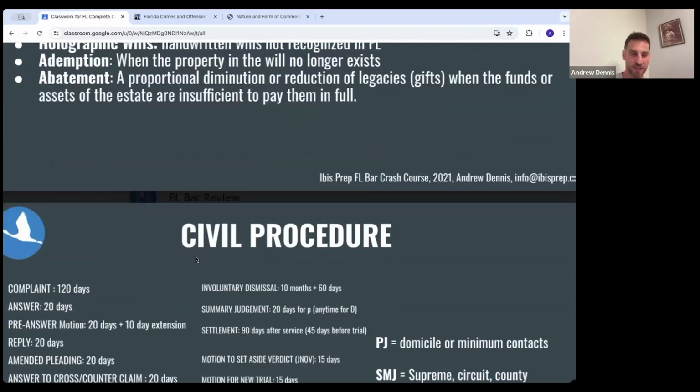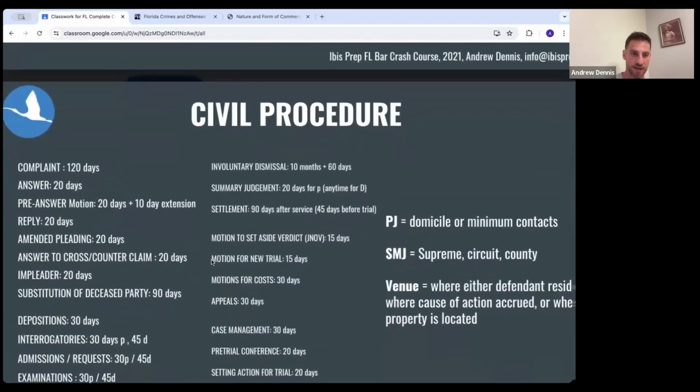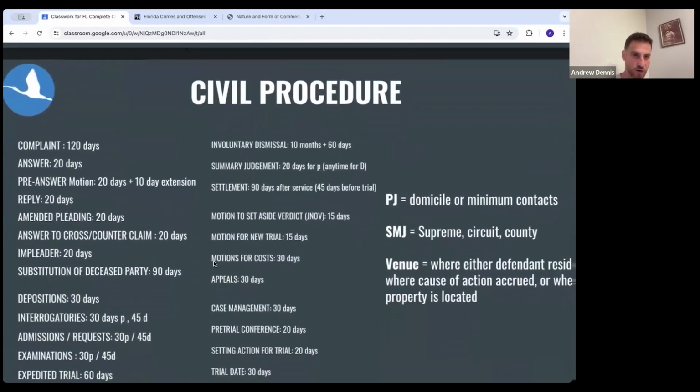Okay, civil procedure. So this is a solid slide. It's a lot of dates. Complaints, you have 120 days. Pretty much everything you have 20 days to respond. The answer, the pre-answer motion, the reply, the amended pleading, the answer to cross or counterclaims, impleader. Those are all 20-day dates.